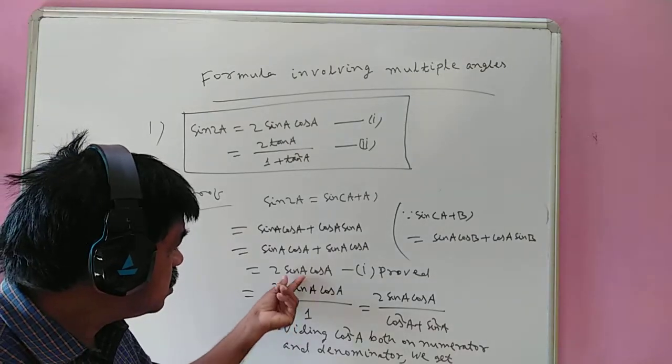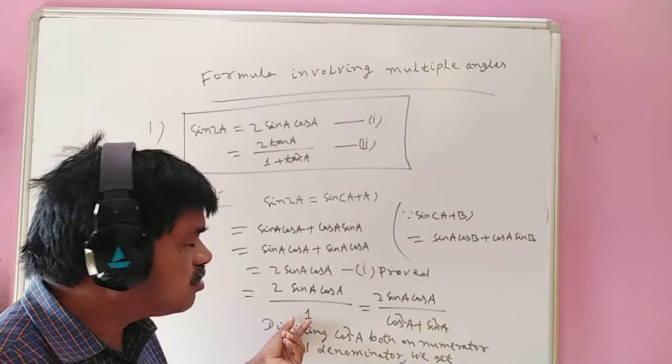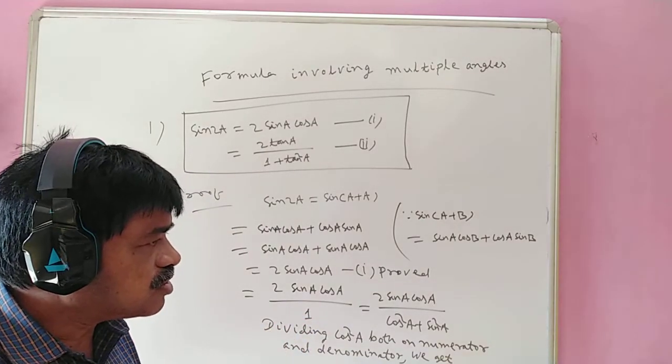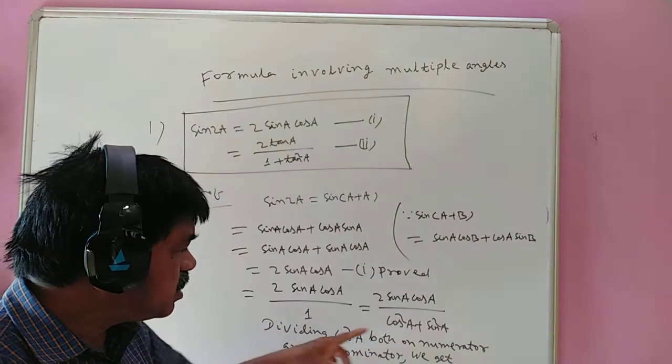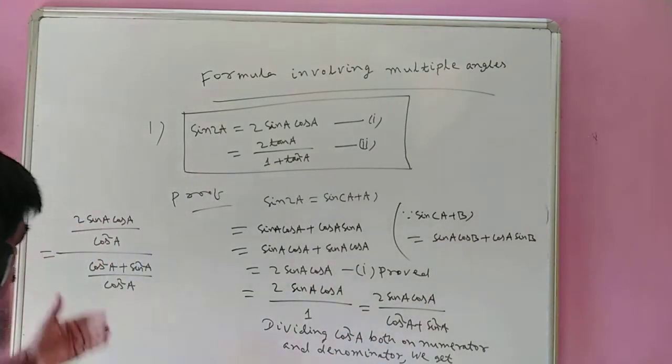Here the denominator, no denominator means I can write denominator is 1. Okay. And for that, sin square theta plus cos square theta is 1, or cos square theta plus sin square theta is 1. So for 1 I wrote cos square plus sin square. Now I divide cos square both on numerator and denominator. Okay. So then it is like this.